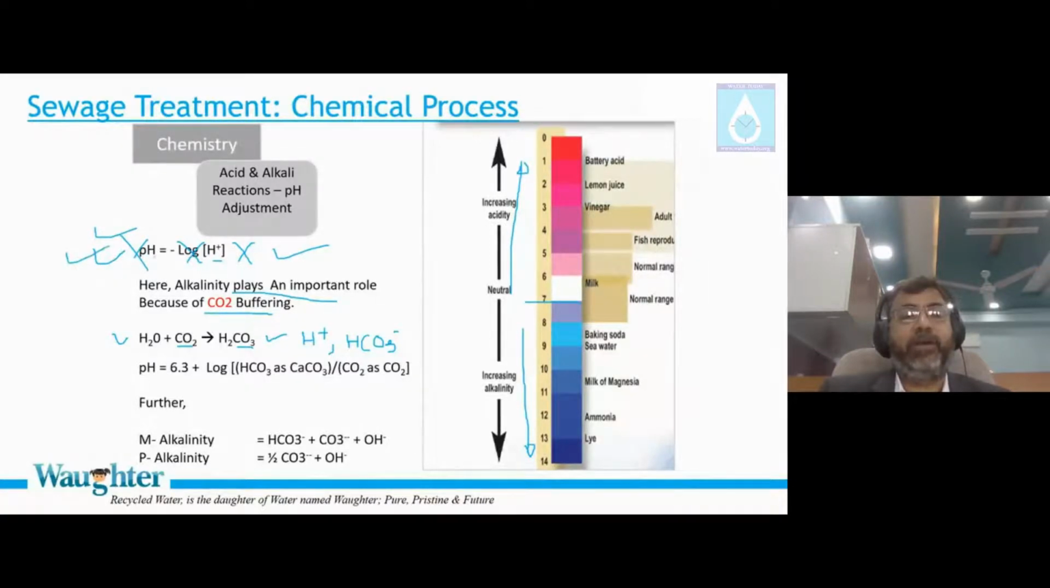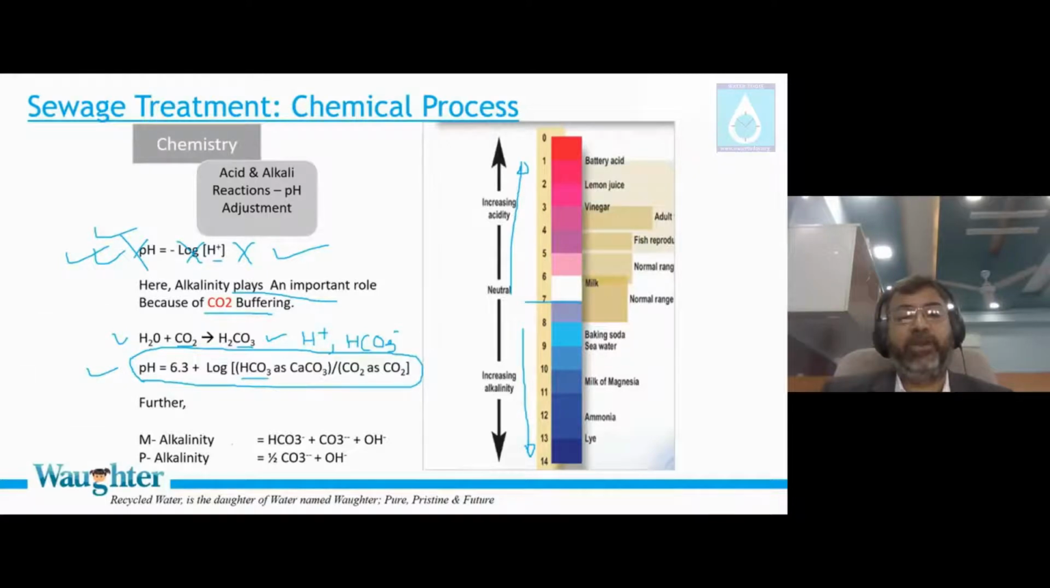And therefore, a new equation for the pH, which is the empirical formula, is pH is equal to 6.3 log of bicarbonate as calcium carbonate and CO2 as CO2. This is very, very important to understand. In wastewater treatment, this equation is used to change the pH. So if somebody has to ask me how much acid, how much alkali need to be added to change the pH, you have to use this particular formula. And if you want to use this particular formula, you must know what is bicarbonate.